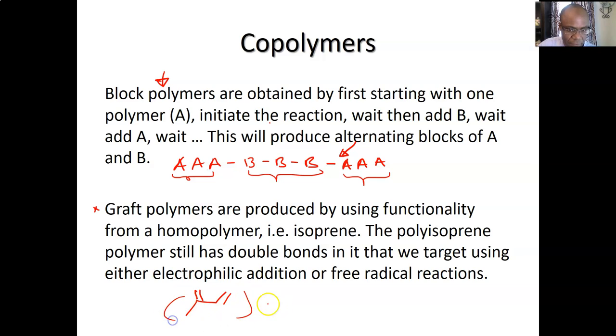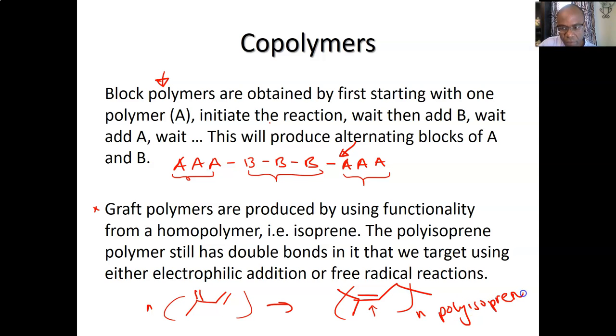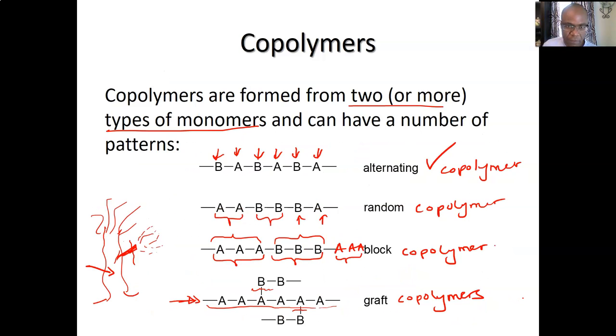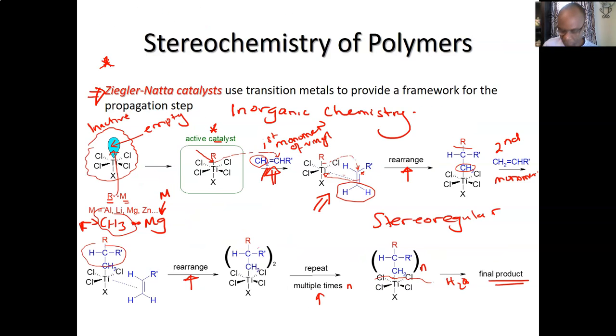And when we did the polymerization of this, we saw that you're going to end up with a double bond in between, right? There's a new double bond in your polymer. So that will be polyisoprene. Have you forgotten what we talked about? It's right here. Let me show you.